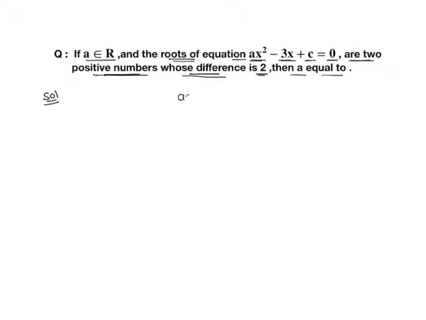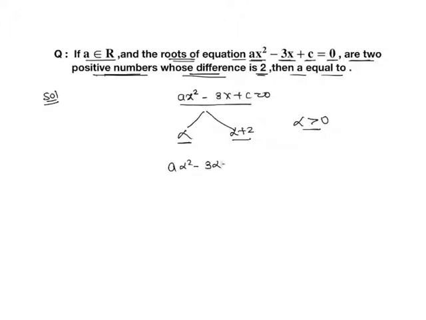So we'll assume the roots of the equation ax square minus 3x plus c equals to 0 are alpha and alpha plus 2, where alpha is greater than 0. Now these are the roots, so this will satisfy the equation. So a alpha square minus 3 alpha plus c equals to 0. Similarly, alpha plus 2 also satisfy this equation. So we'll get a into alpha plus 2 whole square minus 3 into alpha plus 2 plus c equals to 0.